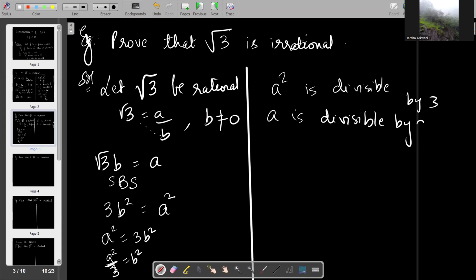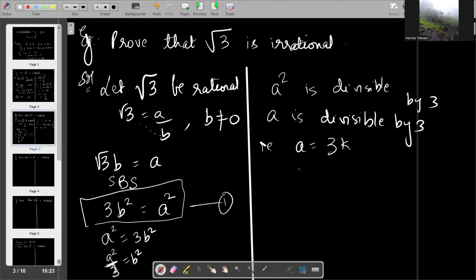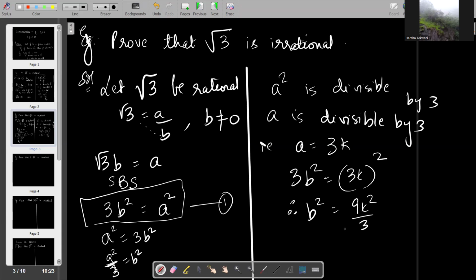That was by the first slide which I mentioned, that important point. That means a is a multiple of 3. So now I'll put 3k. Okay, now we will do one thing, we'll substitute in this equation. So 3b square is equal to 3k whole square. Therefore, b square is whatever by 3.